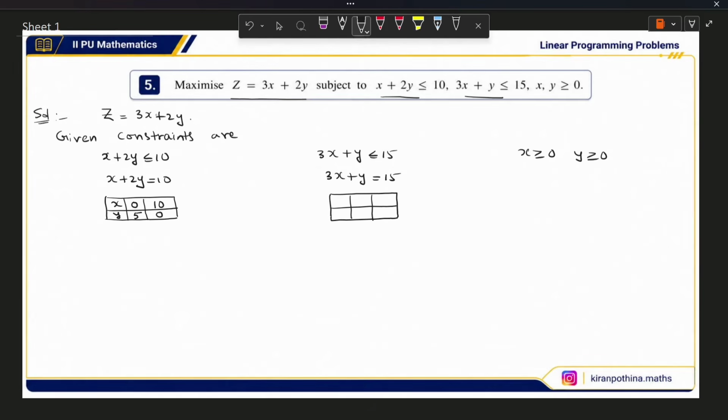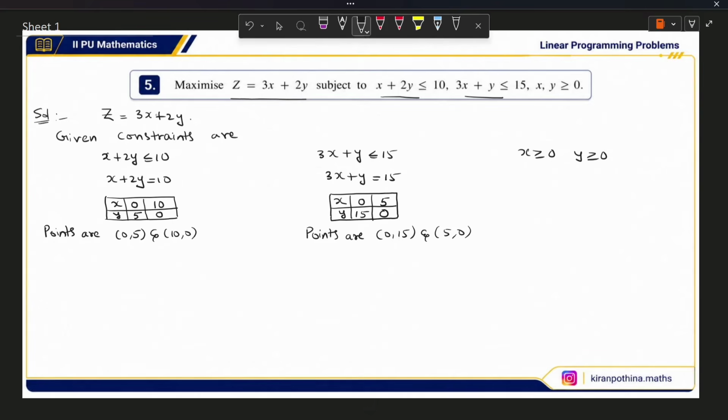How to find the points, I will tell you once again. First we will take x equal to 0. When x equal to 0, you will get y value 15. Similarly, when y equal to 0, x value will be 5. So these are the points we got. What are the points we got? Points are 0, 5 and 10, 0. For the second line, points are 0, 15 and 5, 0.